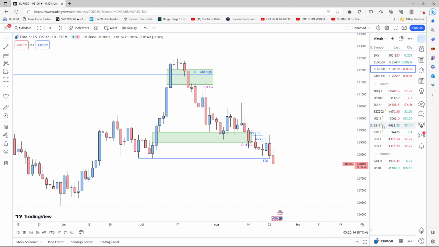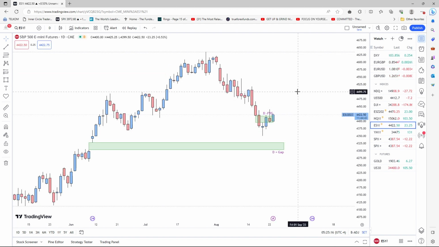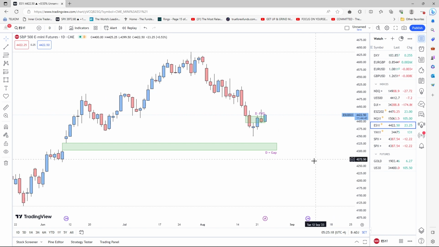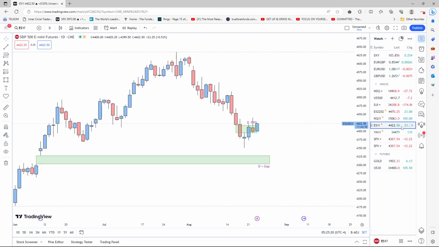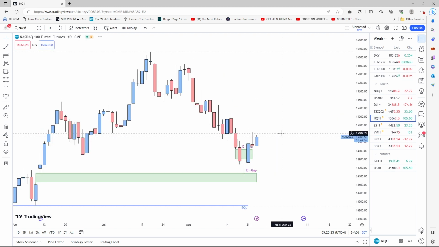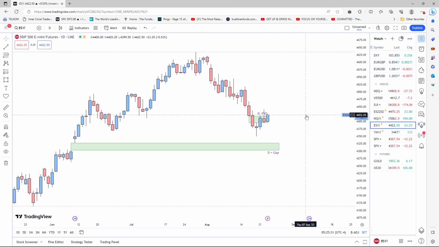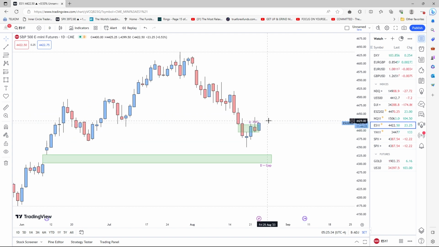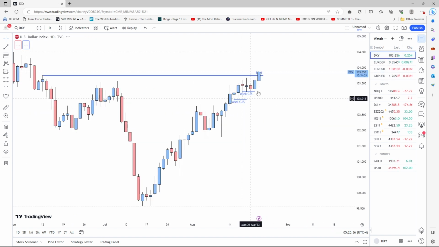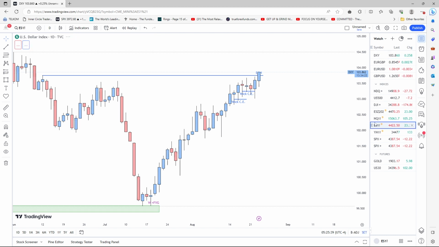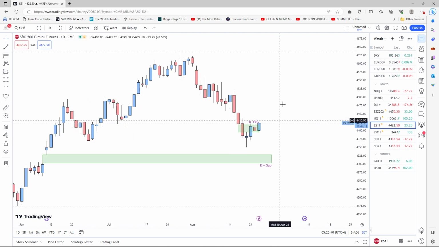All right, over to the ES, Dow, and NAS. They have been trading against the dollar, which is a low probability condition. If dollar index is trading higher, you want to see correlating pairs and futures markets trading consecutively lower.